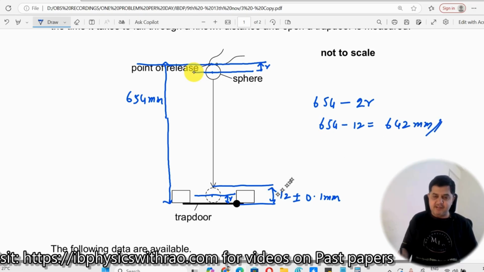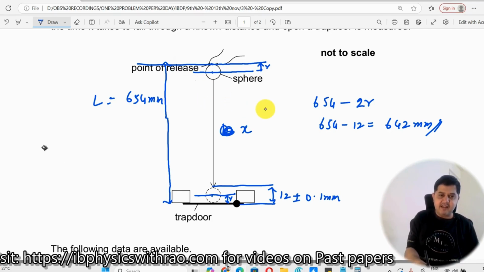Okay. Now I will call this L and this X. Because we want to find out the uncertainties, if we have some variables, it will be good enough. So from here, what can I write? I can write L is equal to X plus 2R. Can I write R plus X plus R? Right. So X plus 2R will be equal to L.